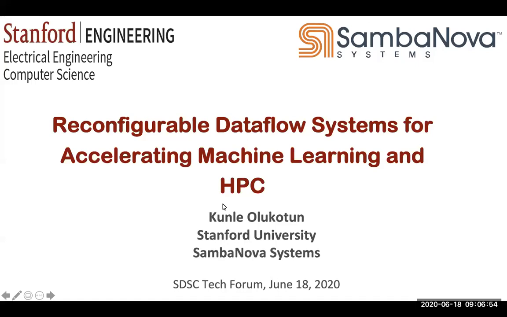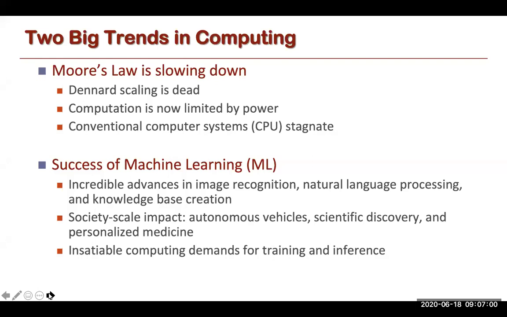Okay, so let me begin by setting the stage, and where we are today is these two big trends in computing. The first, as most of you might be aware, is that the long run that we've had for the last 50 or so years with Moore's law is basically slowing down. The time between generations of process technology is spreading out, and the cost for each new node is getting into the tens of billions of dollars.